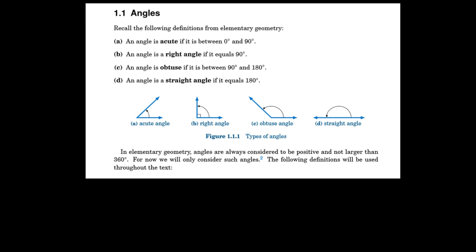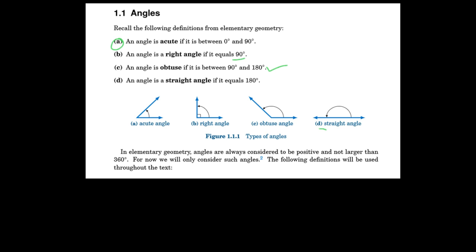So you can see here, this is directly from the book. We have an acute angle. It's acute if it's between 0 and 90 degrees. And then we also have a right angle, which I know that you guys have probably seen, has to be 90 degrees. An angle is obtuse, if you hear me ever say that, if it's between 90 and 180 degrees. And an angle is a straight angle if it equals 180 degrees.